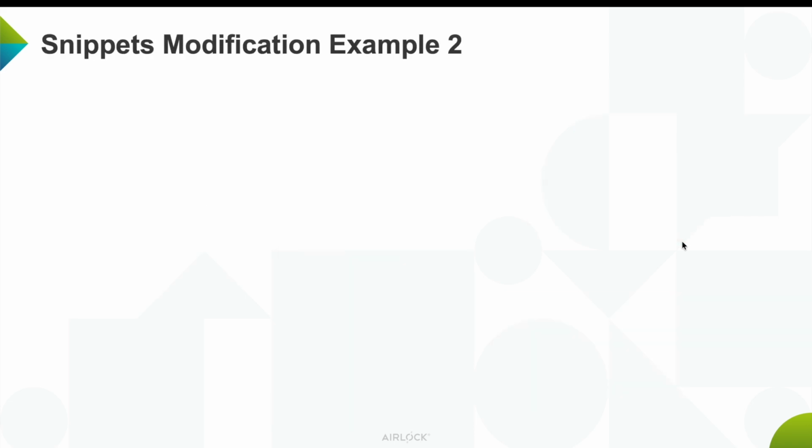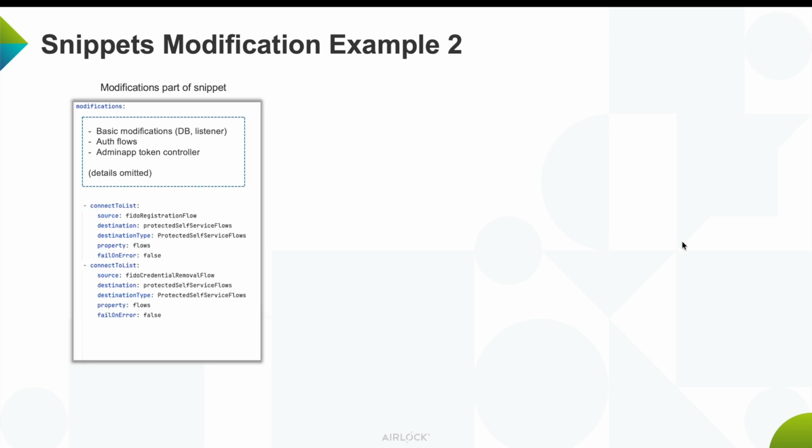To point out another important feature of modifications, let's look at another example. Here, the base configuration is not shown. What you see on the left is a simplified snippet. The dashed box on top represents all the plugins in the snippet, and the snippet contains two modifications. In this example, the shown modifications connect FIDO-related self-services to the list of protected self-services in the login app.